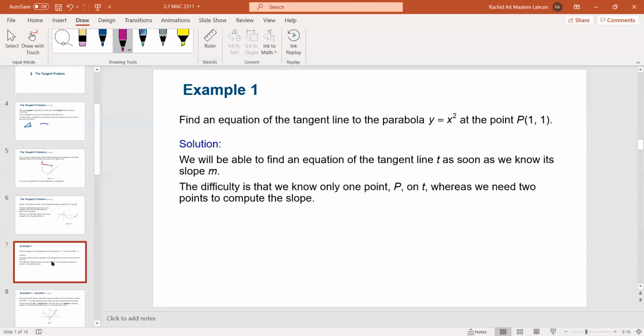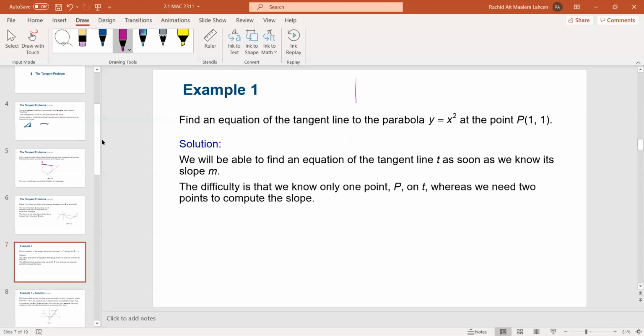So let's talk about the first example to show this meaning that's going to take us to the limit. Find an equation of a tangent line to the parabola. Some of the problems we'll be solving in the Q&A session will be like this. Find an equation of a tangent line to the parabola y equals x squared.